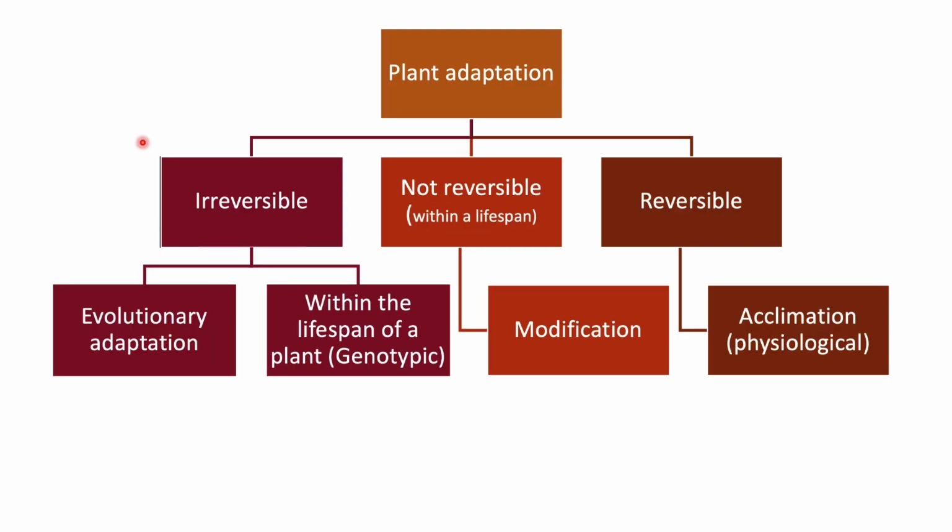So when there is stress, the plant adapts. So we are going to look at the different plant adaptations. Some are called irreversible, some are non-reversible, and some are reversible. Plant adaptations which are irreversible are evolutionary adaptations. This happens over generations, not within the lifespan of the plant. These are called genotypic adaptations. The next one is not reversible. These are called modifications. And we also have reversible plant adaptations. This is called acclimation, which is basically a physiological one. We will look into each adaptation separately.